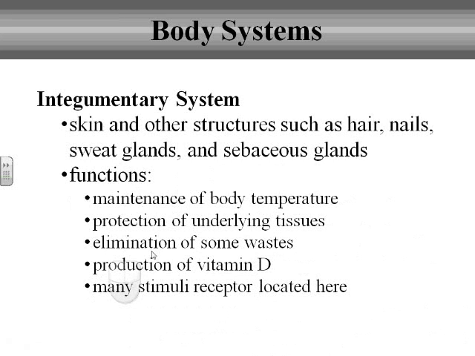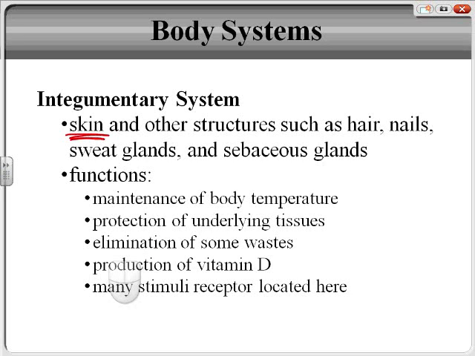So when we look at the integumentary system, right? Integumentary system, we're really talking largely about the skin, all right? So we're talking about the skin. We're also including hair, nails, sweat glands, all right? Sebaceous glands. Sebaceous, what I'm referring to, talking about oil glands, all right? The oil glands that secrete oil for your skin.